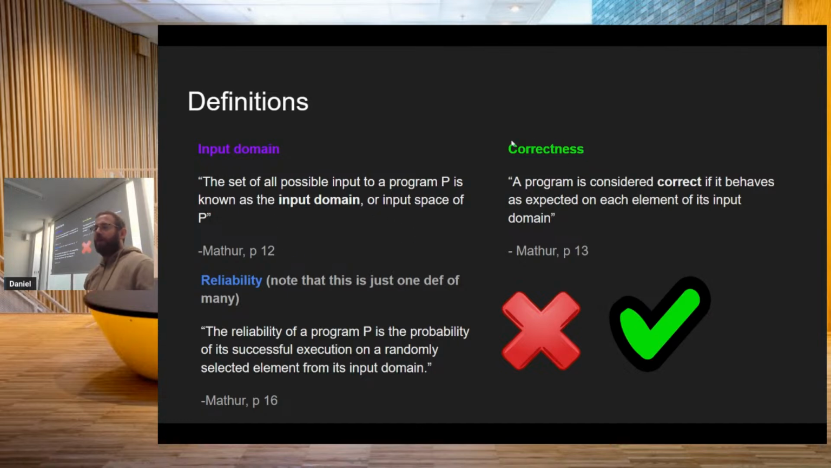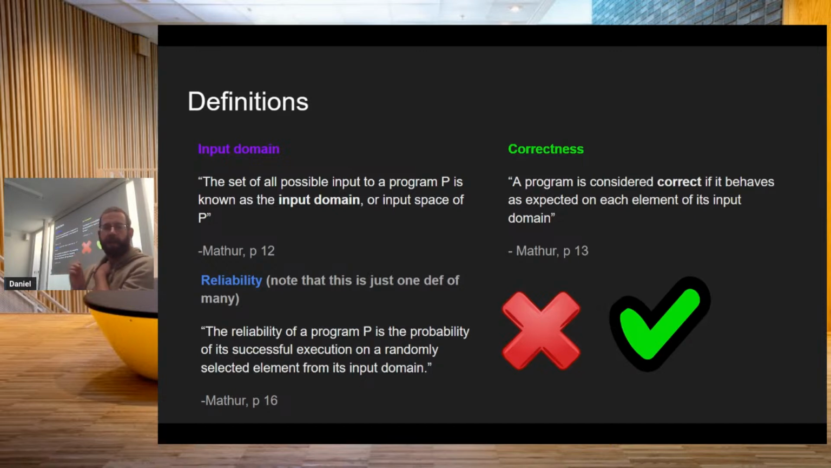And then we have correctness. A program is considered correct if it behaves as expected on each element of its input domain. So in order to run the add method and say that it's correct, we need to run all those test cases, all inputs. We call that exhaustive testing. Usually we cannot do that. We need to select test cases. So with testing we usually cannot say that the program is correct.